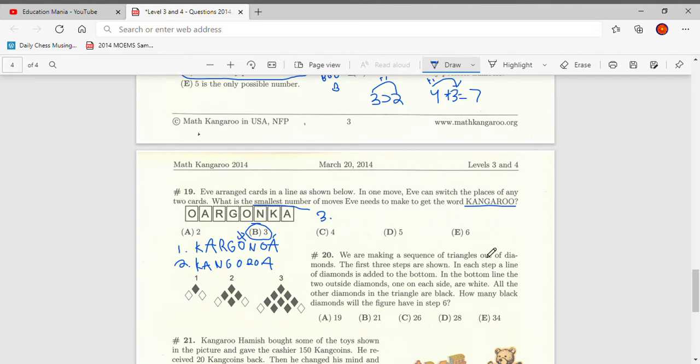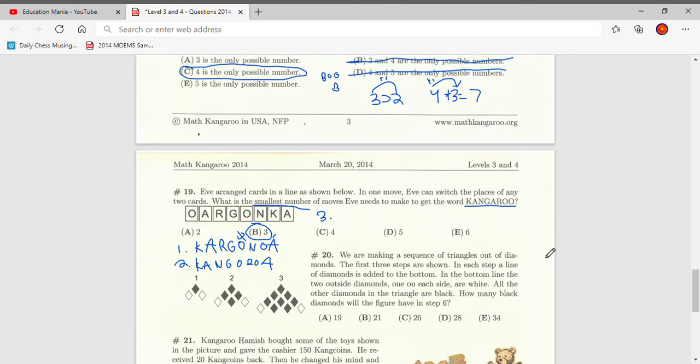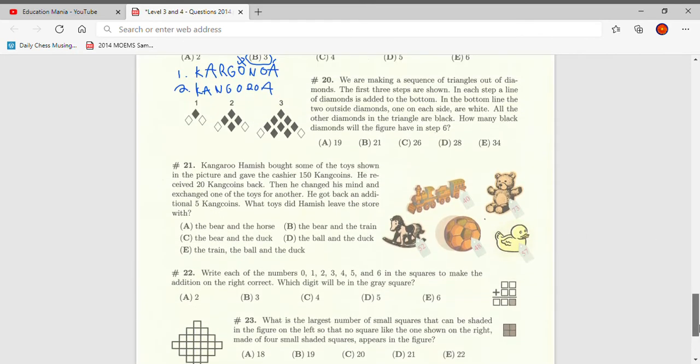Or else if it just asked how many moves, we could do it infinitely by changing it randomly, and it could take an infinite number of moves. So smallest is a necessary word here, and we have to pay attention if we want to get it correct.